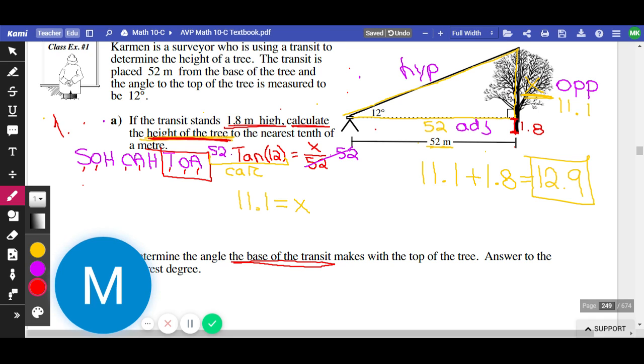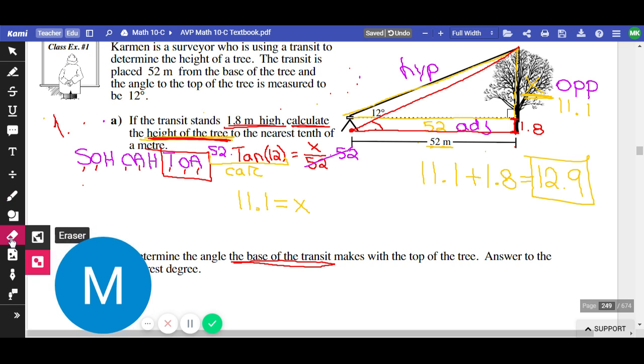What they want to know is if you drew a line from the bottom of the transit, I'm just going to put it right there, to the top of the tree. Good luck. Oh, that's not that bad. What angle would it make? That's what they're asking. So I've done it in the red there.